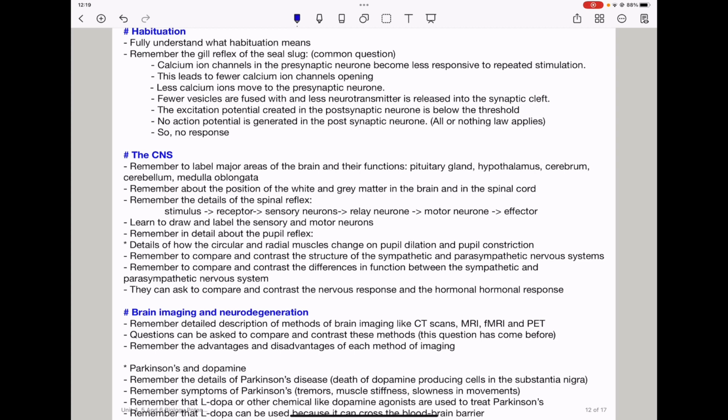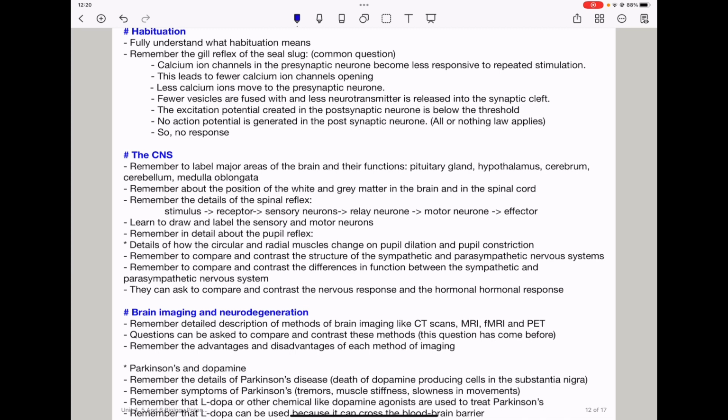They can ask you to compare and contrast the nervous response as well as the hormonal response. You need to know that hormonal response is slower and long-lived, yet the nervous response is faster, short-lived, and most of the time it's targeted. It targets specific organs or specific cells, and those will be the only ones stimulated, while hormones could stimulate multiple areas of your body.